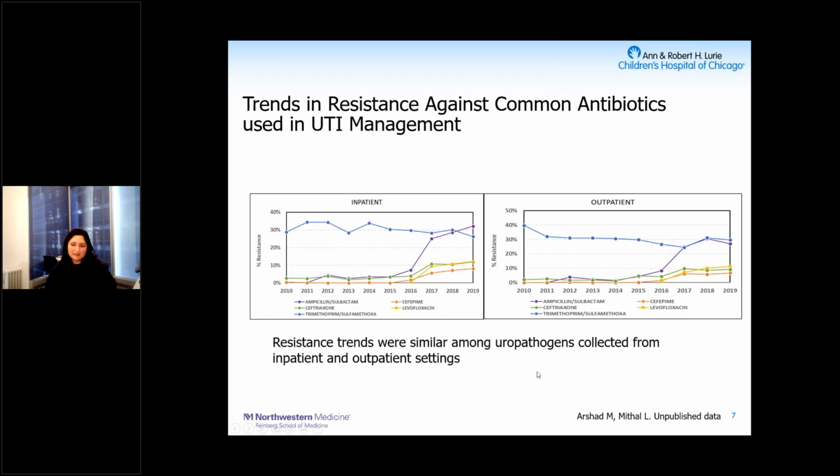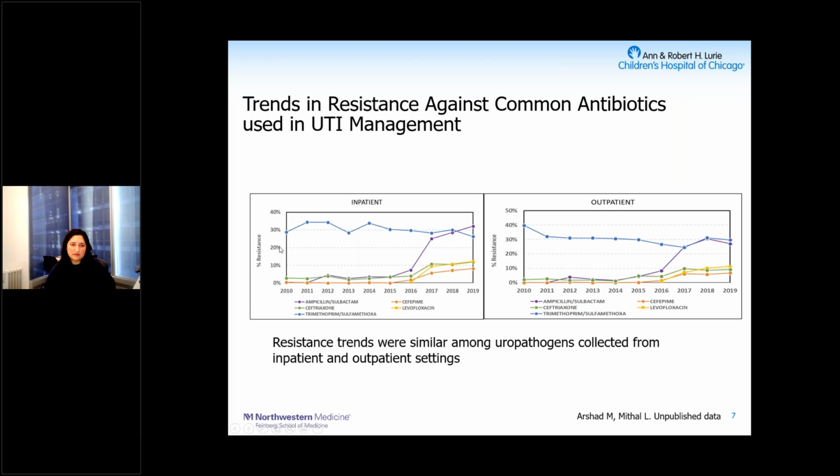This is an ongoing study, so we haven't really published it. We're hoping to pull data from other institutions across the country as well. But this is data pulled from Lurie Children's Hospital over the last 10 years, from 2010 to 2019. We looked at the rates of resistance among uropathogens, so bacteria that were isolated from urine samples in our lab. Over time, you can see this is inpatient and outpatient, and the patterns are pretty similar.